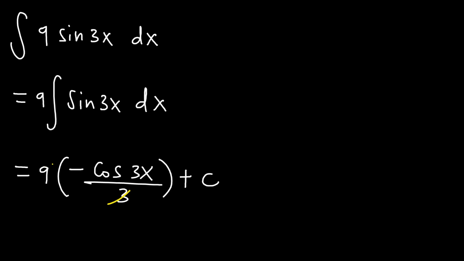Now this 3 will cancel with 9, and we shall remain with 3. And so this will be equal to negative 3 times cosine 3x plus c.